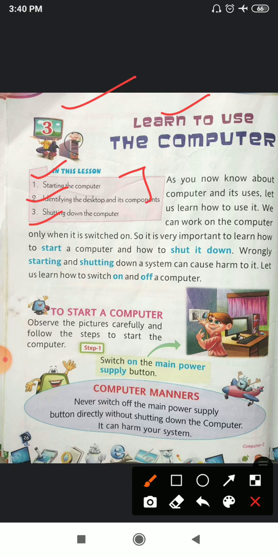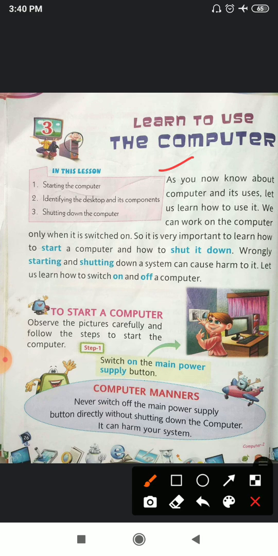Okay, the two topics which I am going to cover today are starting the computer and identifying the desktop and its components. Okay, students. So, starting from here, as you now know about computer and its uses, let us learn how to use it. So students, in previous videos in lesson number 1 and 2, I already told you about a computer. What is a computer? A computer is an electronic machine. And what are the uses of computer? There are a lot of uses of computer. We can use the computer in schools, offices, hospitals, banks, railway stations, airports, etc.